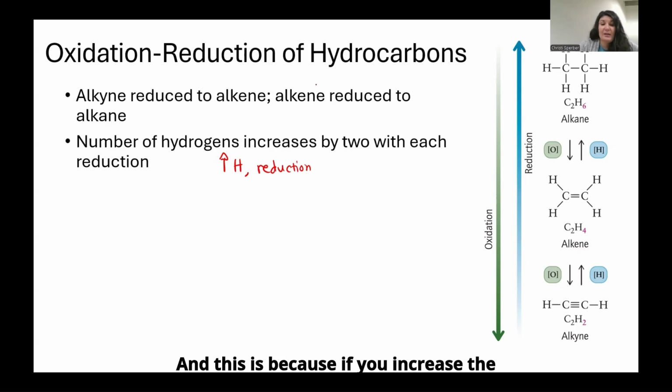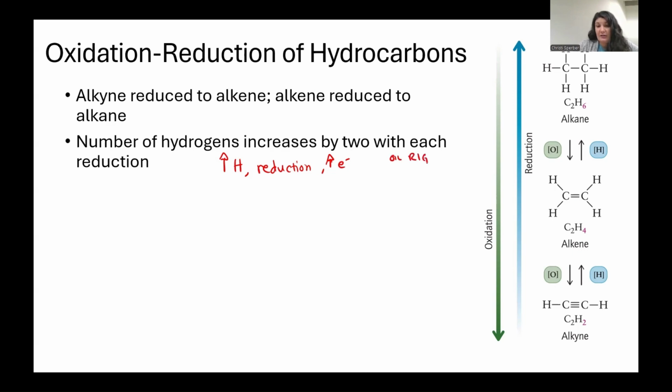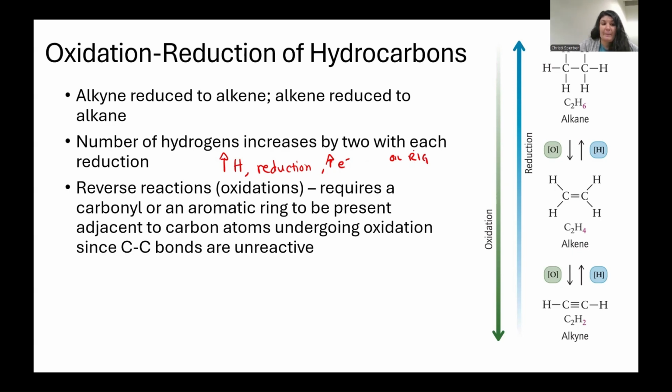This is because if you increase the number of hydrogens, you increase the number of electrons because you're adding bonds. And with OIL RIG, reduction is gain of electrons. The reverse reaction, oxidation, requires a carbonyl or an aromatic ring to be present next to the carbon atoms undergoing oxidation, since carbon-carbon single bonds are unreactive.